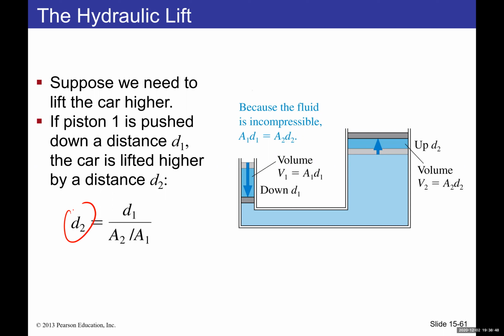That's because piston 1 is much easier to press down, since it has a small cross-sectional area, so less force goes into pushing it down. But on the other side, let's say you have a car over there. Just a little bit of force is able to lift a very heavy car on the other side.